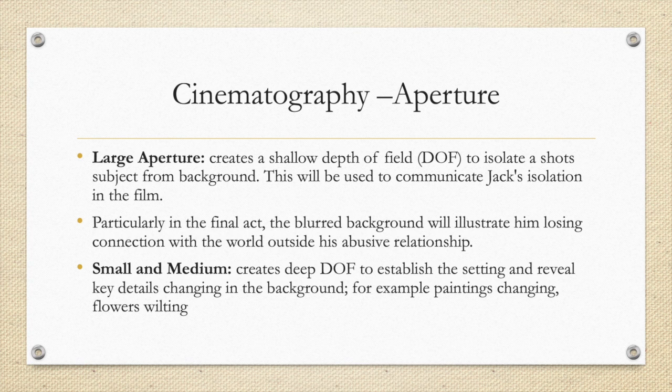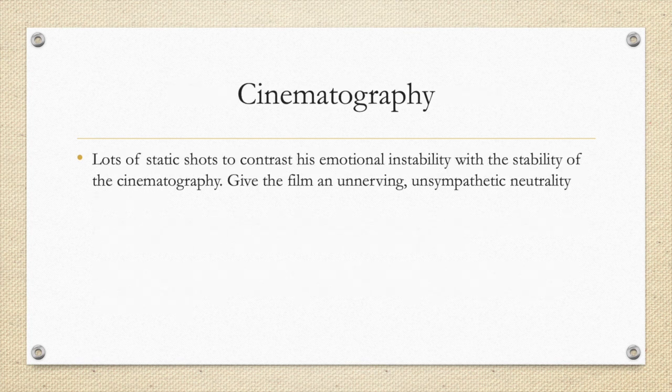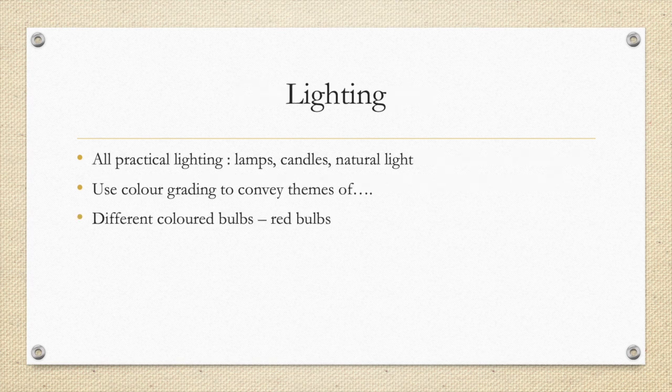Small and medium apertures will be used for the wider shots throughout the film, and this will enable us to establish the setting and reveal key details within the changing background. For example, when the paintings change, or when the flowers wilt, or as the flat gets more and more tidy. So again, lots of static shots, just to contrast his emotional instability with the stability of the cinematography, giving the film an unnerving and unsympathetic neutrality.